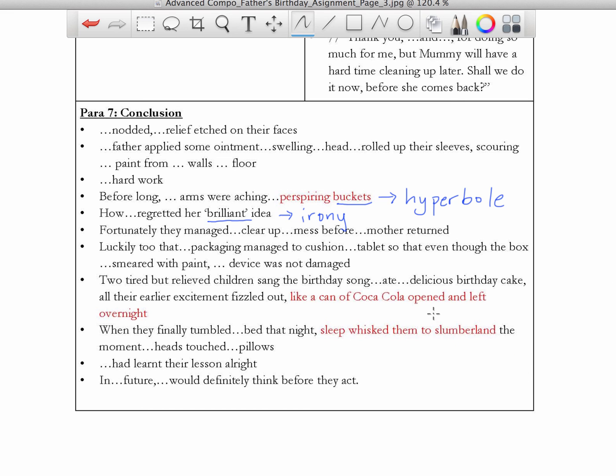And the second last one: "their earlier excitement fizzled out like a can of Coca-Cola opened and left overnight." Well, I would like to claim that this is an original metaphor. It's not a metaphor. But firstly, let's identify it. What figure of speech is this? Yes, the word "like" tells us that this is a simile. As I was saying, I would like to say that this is an original simile that came to me. But actually, I think I might have read it somewhere.